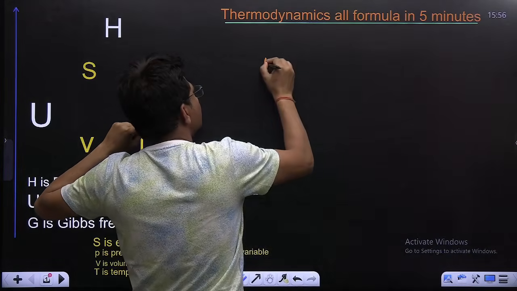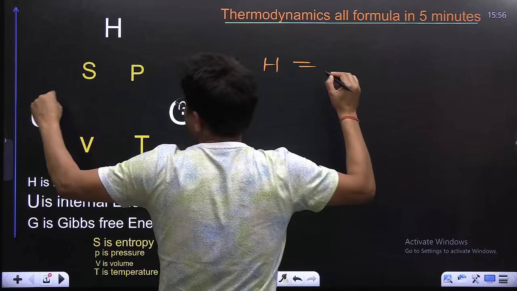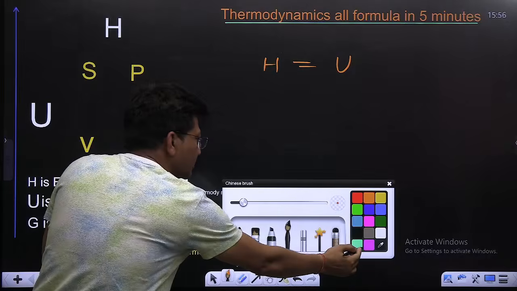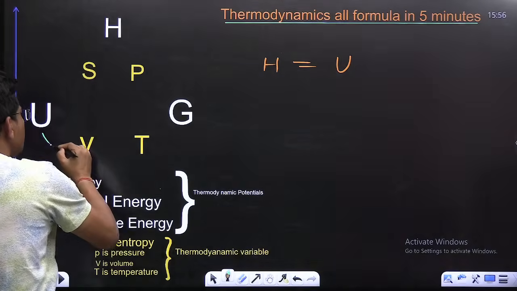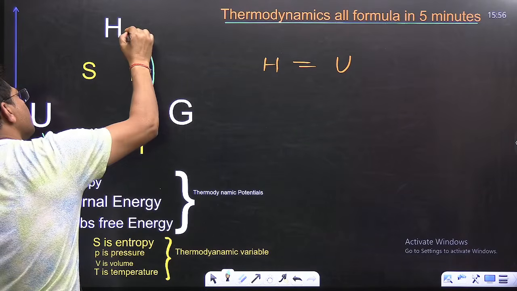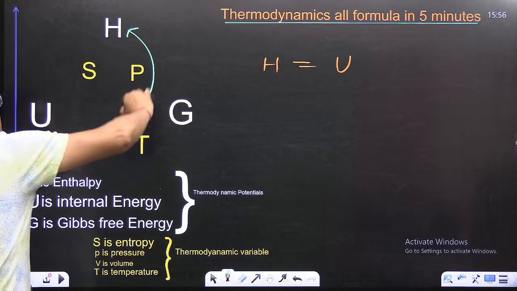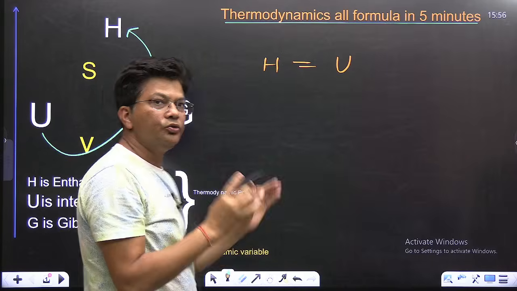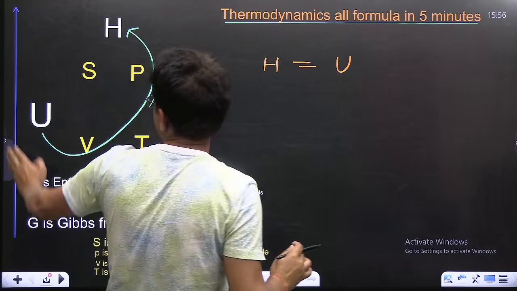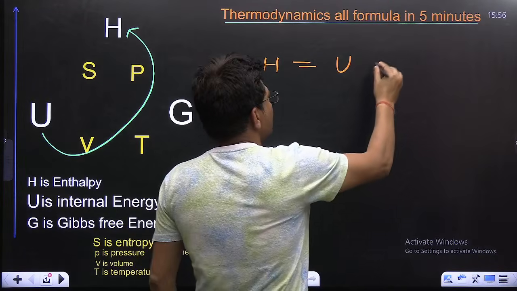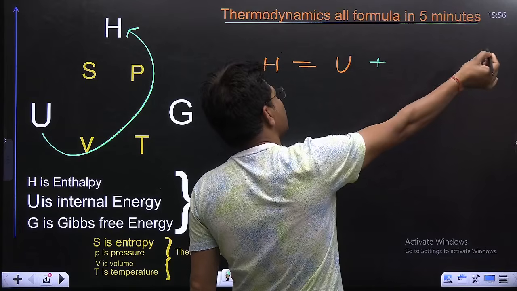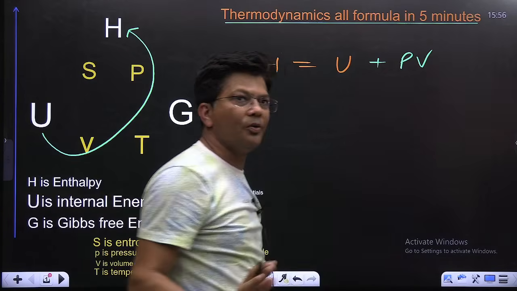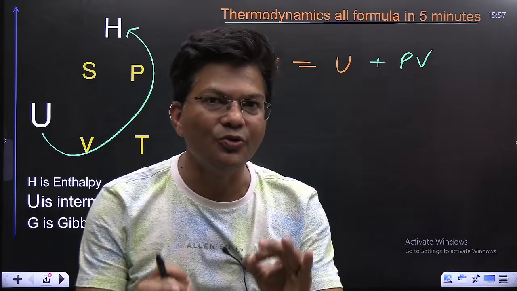Your H is equal to U. Now see, you have to make a semicircle like this. U is going like this. You can make a tub or semicircle like this. P and V came in the way. So H is equal to U plus something. The arrow is indicating that energy is increasing. H is equal to U plus something, and that something is equal to P and V. You got one formula. H is equal to U plus PV.